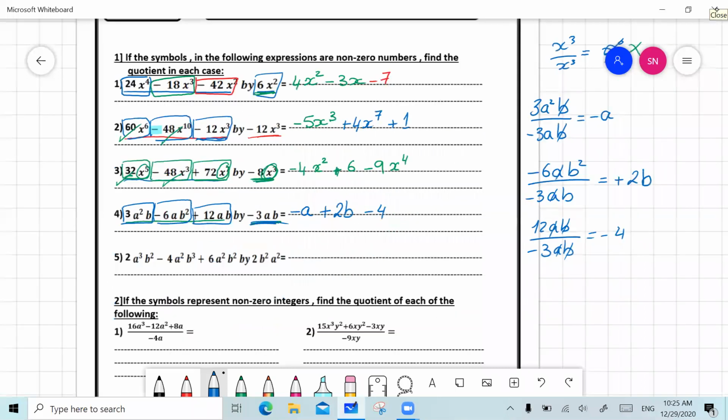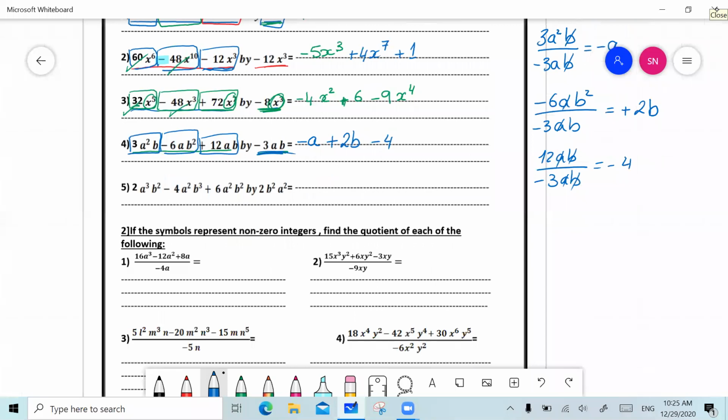Let's go now for number 5. Again, I have an expression, and I want to divide it by a monomial. Give yourself 2 minutes to solve it alone and then come back. Compare the answers with the one I'm going to write.